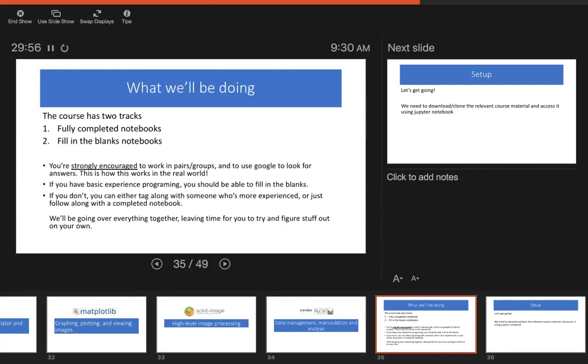In the notebooks there are already links, but also if you're not sure about how to do a certain thing, Google it. This is how people work in the real world, right? You don't always have someone to ask or a textbook. Google is your friend.